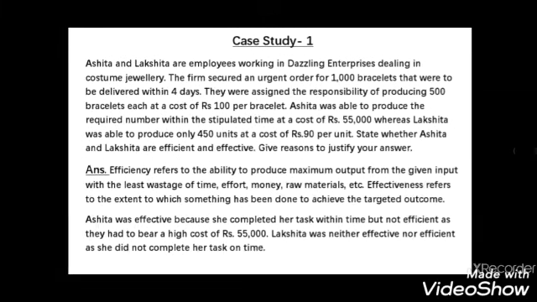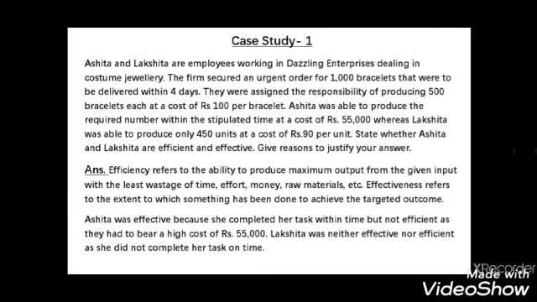They were assigned the responsibility of producing 500 bracelets each at a cost of rupees 100 per bracelet. It means that they have told Akshita and Lakshita both that they both have to produce 500 bracelets at a cost of rupees 100 per bracelet. Akshita was able to produce the required number within the stipulated time, at a cost of 55,000. Clear? Like she is able to produce the 500 bracelets, but the cost was so high. How much the cost was?